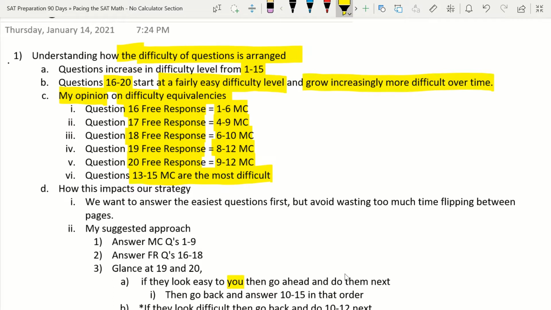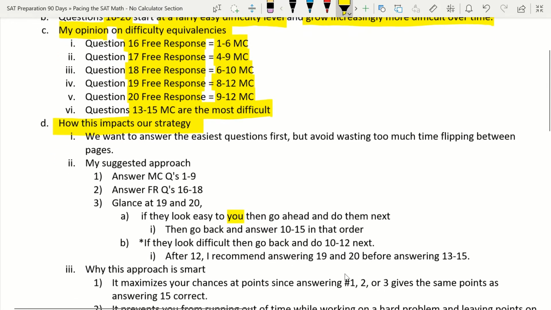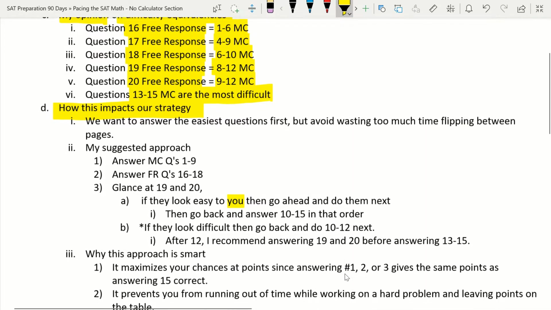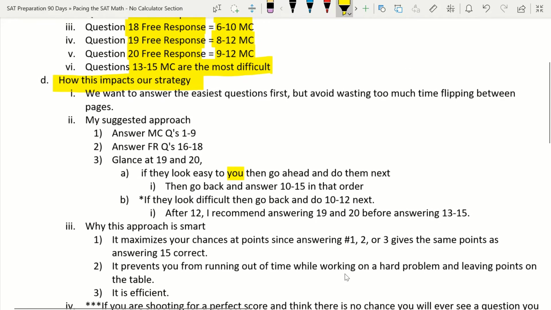So how is this going to impact our strategy? Because that's what we really want to focus on. How does understanding these difficulty equivalencies between the free response and the multiple choice sections help us improve our test score? Because that's really all that matters here. Well, we want to answer our easiest questions first. Why? Because each question gives us the same amount of points if we get it right on the SAT math section. Thus, we want to answer our easiest questions first and lock down those easy points.